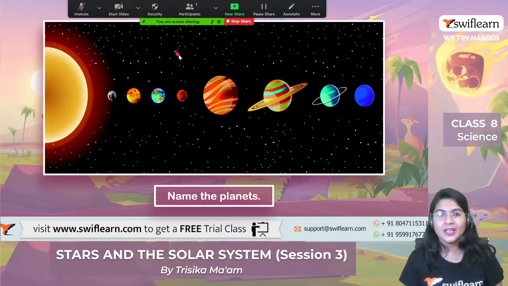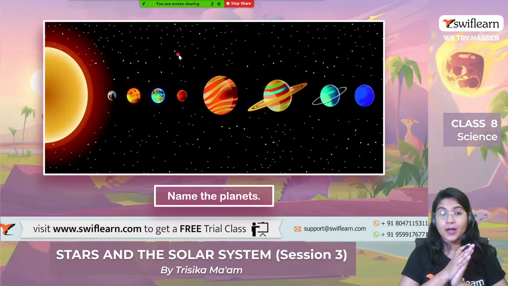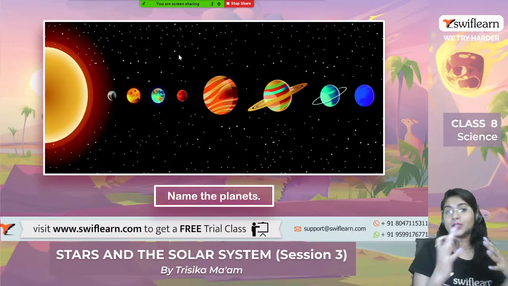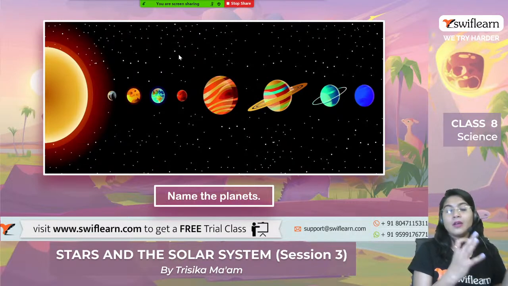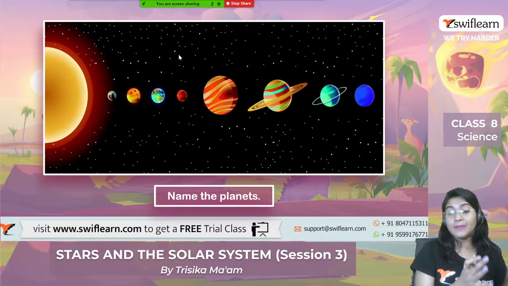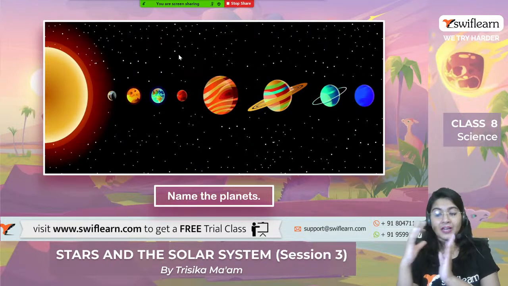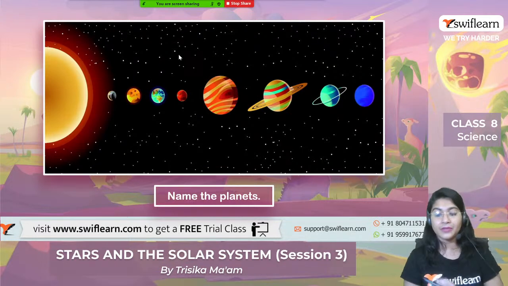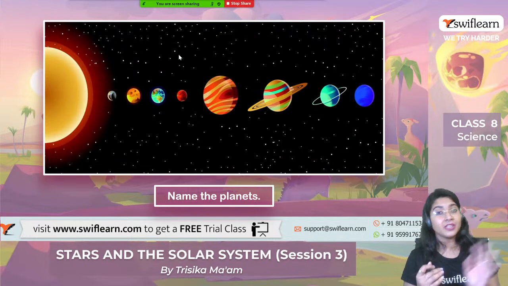We have already studied that the planets can be divided into two main categories, the inner planets and the outer planets. Remember, the first 4 planets which are nearby to the sun are known as the inner planets, mainly made up of rocks. And the farther away ones, from Jupiter to Neptune, are the outer planets, mainly made up of different gases.